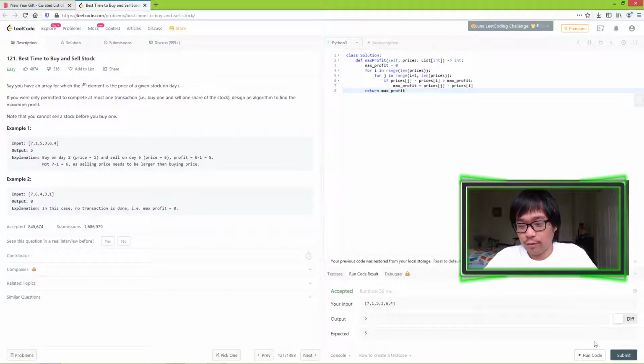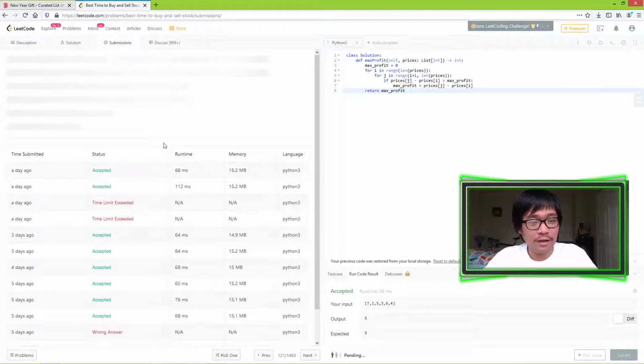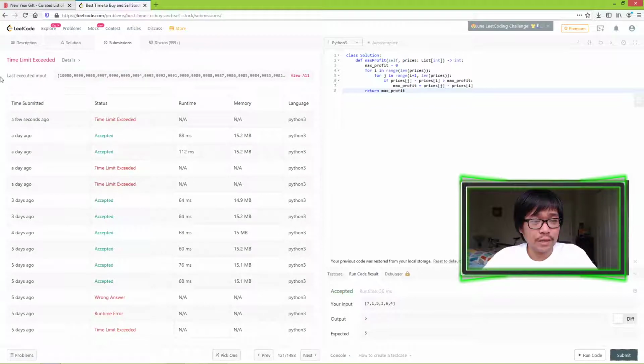However, it's a brute force solution, so if we submit this, it's probably not going to pass. It should say time limit exceeded, and let's see. Okay, so it's running and it's still running. And there you go, time limit exceeded, so that's the error that we expected.